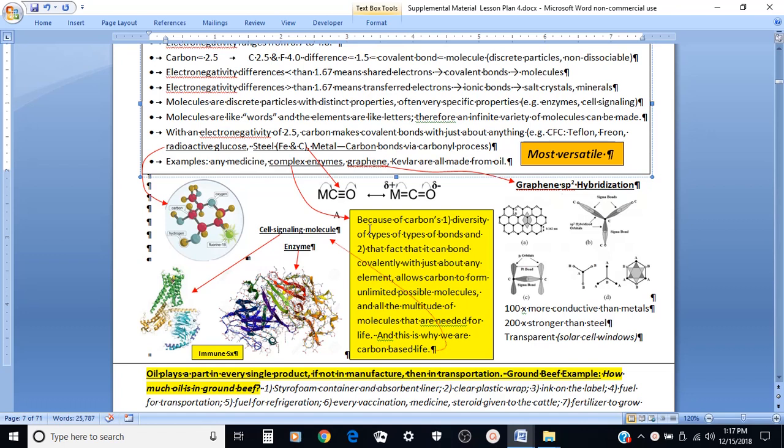And like I said, carbon is so versatile, it's the basis of life. Because of carbon's diversity of types of bonds, and the fact that it can bond covalently with just about any other element, this allows carbon to form an unlimited possible number of molecules, all the multitude of molecules that are needed to support life. And this is why we are considered carbon-based life forms, right? Let me just give you two examples.